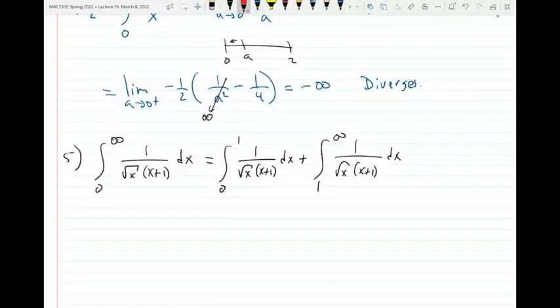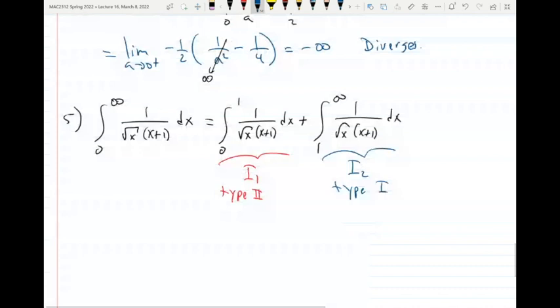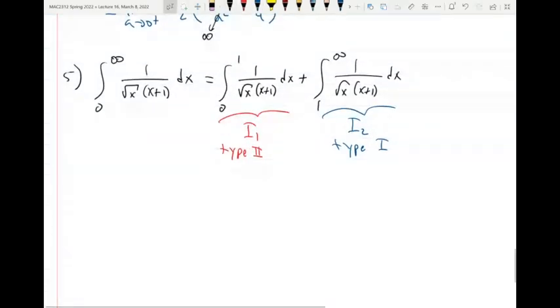By doing this, I get two integrals now, I1 and I2. But now what's the type of I1? Type 2. I should have called them the other way. And what's the type of I2? It's type 1. But now we know how to deal with each of these. So let's go ahead and find the antiderivative and then we finish the problem.